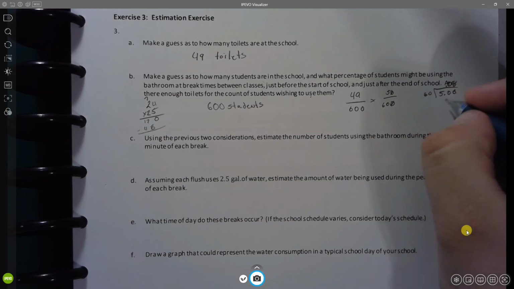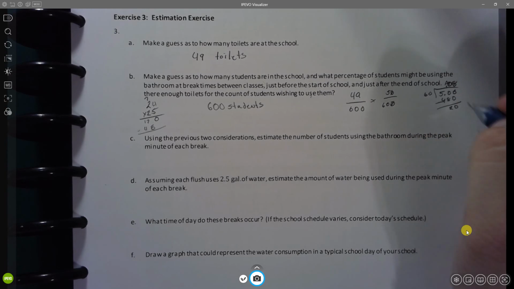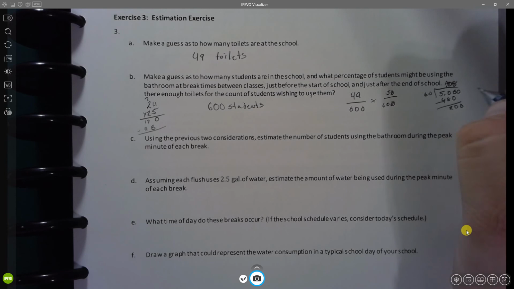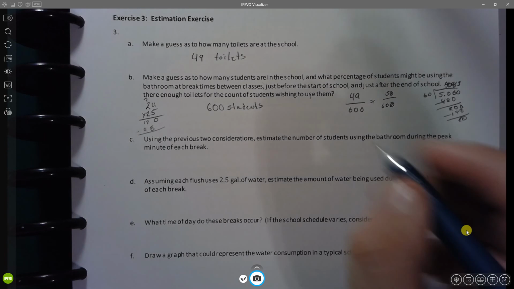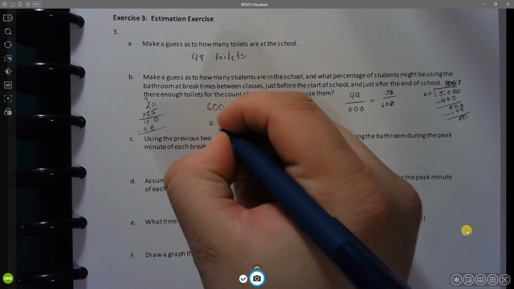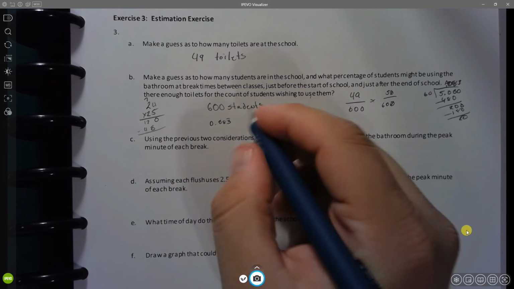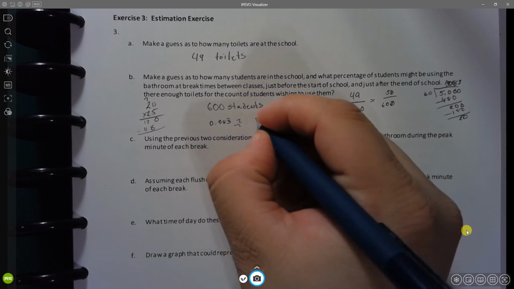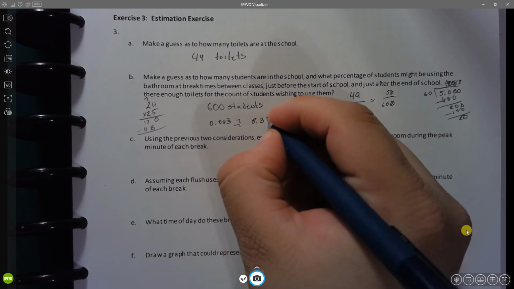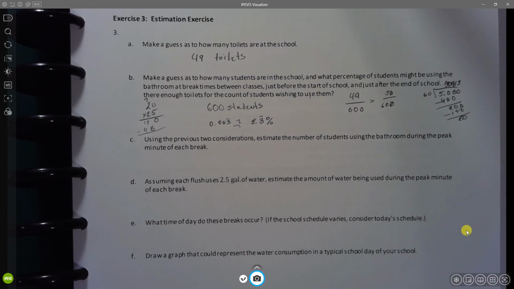8 times 6 would be 480. Minus would be 20. All right, add another 0 is 200. 6 goes into 200 3 times. And then we get ourselves a repeating decimal again. So I got 0.083 repeating, or approximately 8.3% of the student body, or 8.3% of the students using the bathroom at any given time.